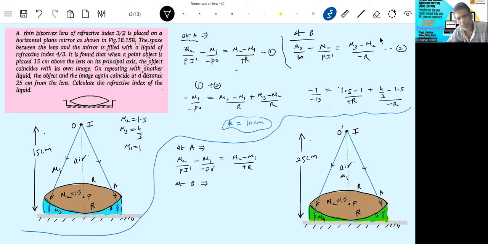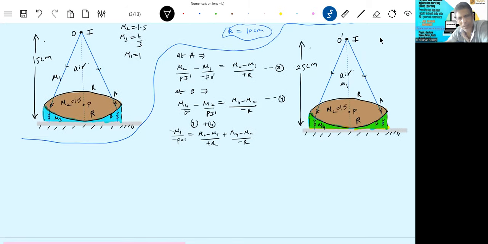Then at B, mu 4 by infinity minus mu 2 by v dash equals minus r. Adding three and four, this will become minus mu 1 by minus u dash. We know all values, so we have to calculate mu 4. Let me do the calculation part. Now mu 1 is 1, u dash is minus 24, mu 2 is 1.5 minus 1 by plus 10, mu 4 we don't know, mu 2 is 1.5, and this is minus 10.